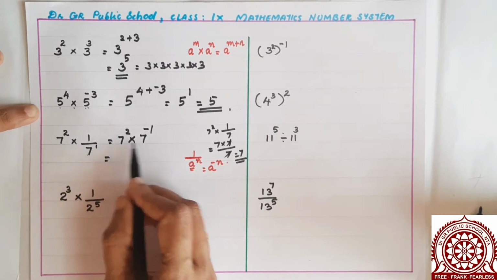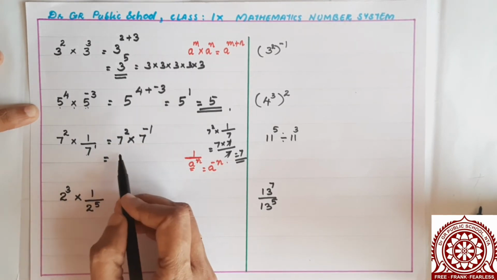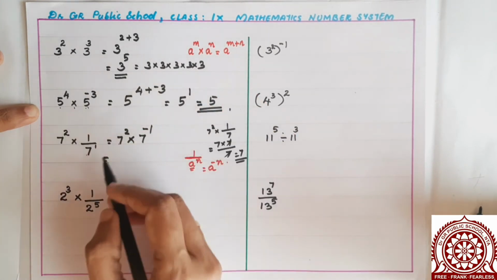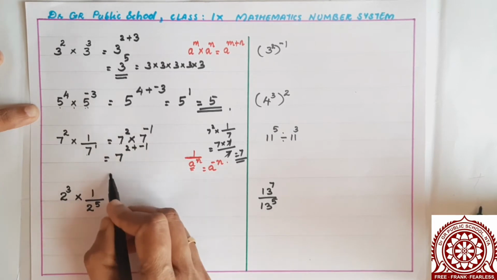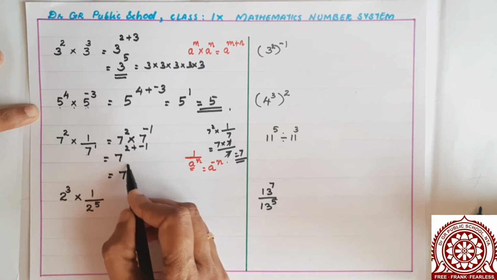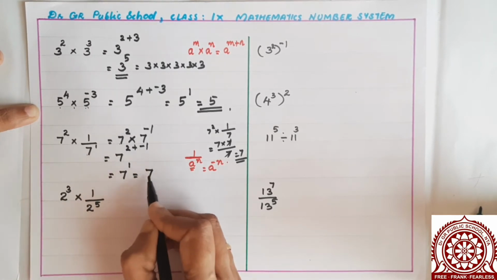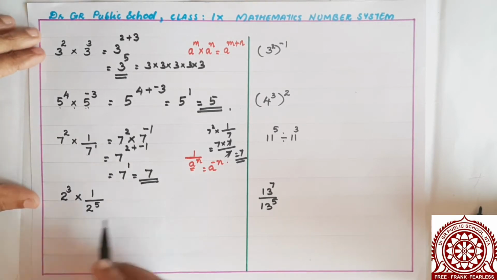So now how can we simplify? A raised to m into a raised to n, a raised to m plus n. So 7 raised to 2 plus minus 1. So 7 raised to different sign, we have to subtract and put the sign of greater one. So 7 raised to 1, answer is 7. Now come to this question.